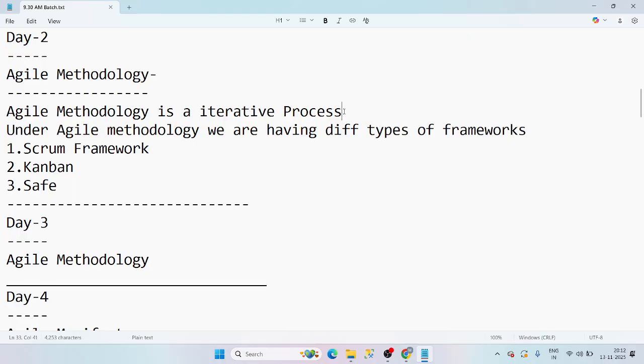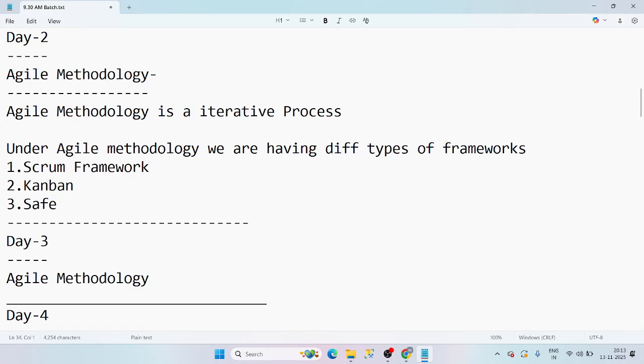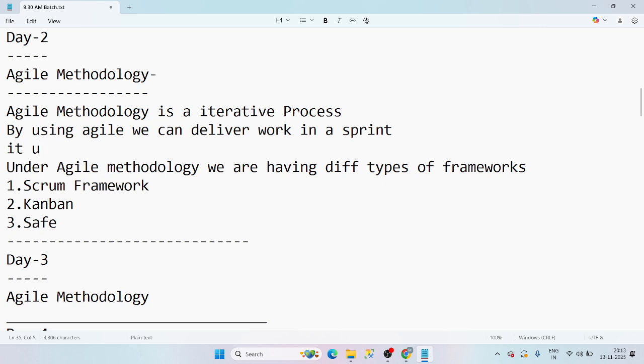Agile methodology is an iterative process, and by using Agile we can deliver work sprint-wise, and it is continuous improvement. How can we deliver the work sprint-wise? What does it mean by sprint?